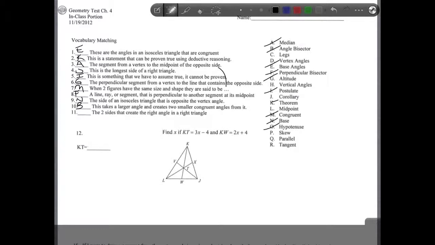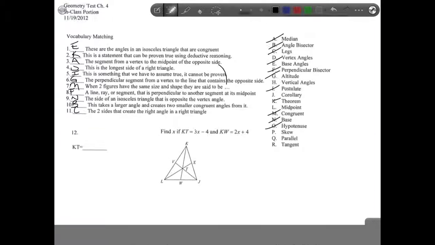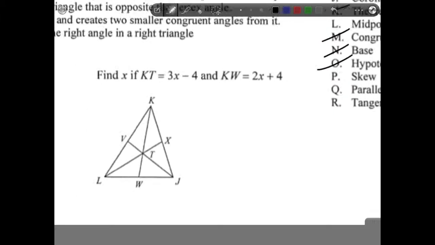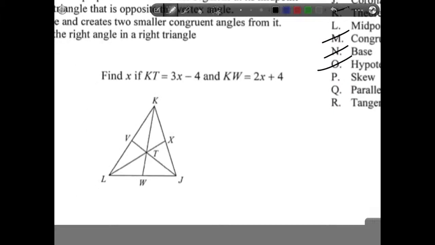The two sides that create the right angle in a right triangle are legs, which is C. Looking at question number 12, it says find x if KT is 3x minus 4 and KW is 2x plus 4. Just want to highlight the parts that we know that we're given. We're given KT and we're given KW.